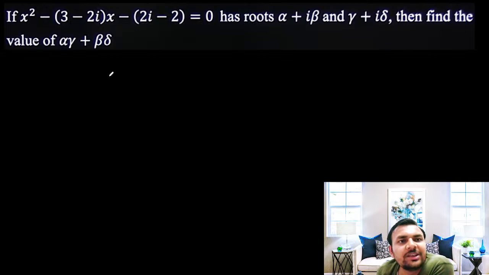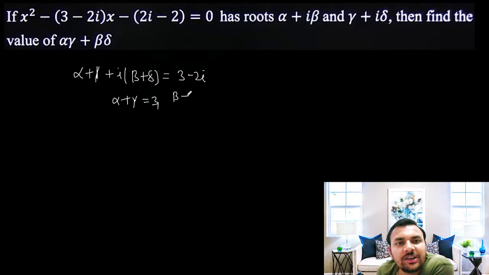x square minus 3 minus 2 iota x has roots alpha plus iota beta and gamma plus iota delta. This is a JEE Advanced fantastic question from your exercise 2. Okay, so we can get that alpha plus gamma plus iota times beta plus delta is nothing but 3 minus 2 iota. So alpha plus gamma is 3, beta plus delta is minus 2.